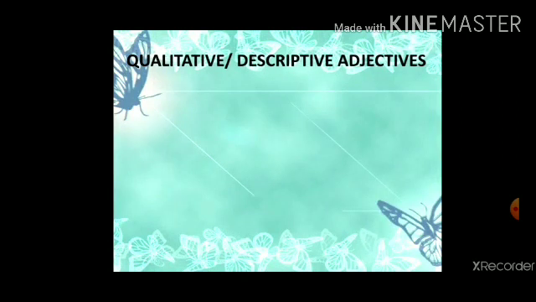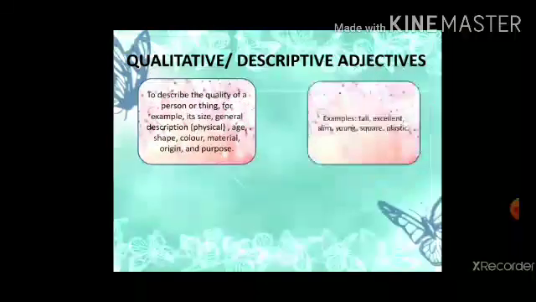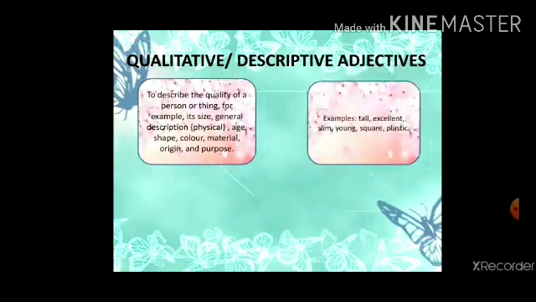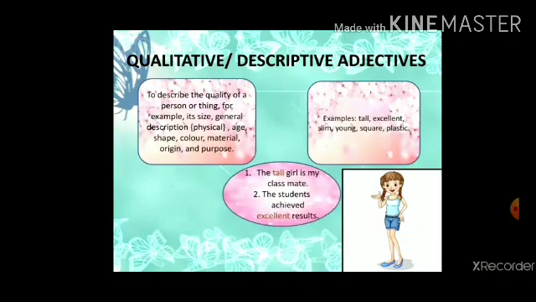Qualitative or descriptive adjectives describe the quality of a person or a thing. For example, its size, general description, age, shape, color, material, origin and purpose. The adjectives which are used to describe these types of things are called qualitative or descriptive adjectives. For examples, tall, excellent, slim, young, square, plastic. If I say she is a pretty girl, now it is the quality of that girl. So in this sentence, pretty is the qualitative adjective.